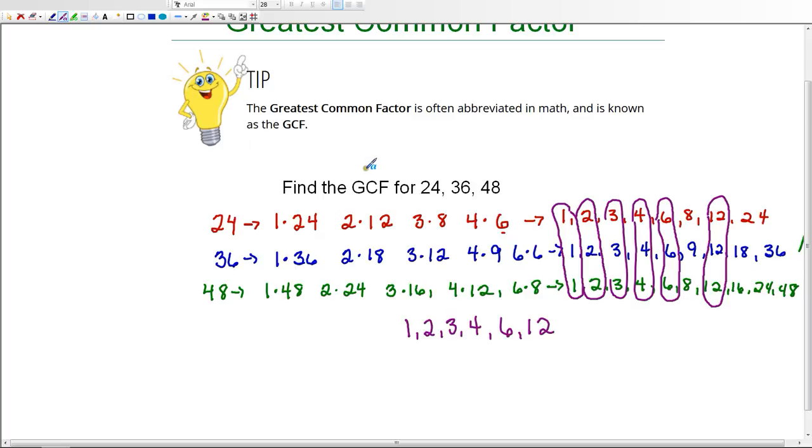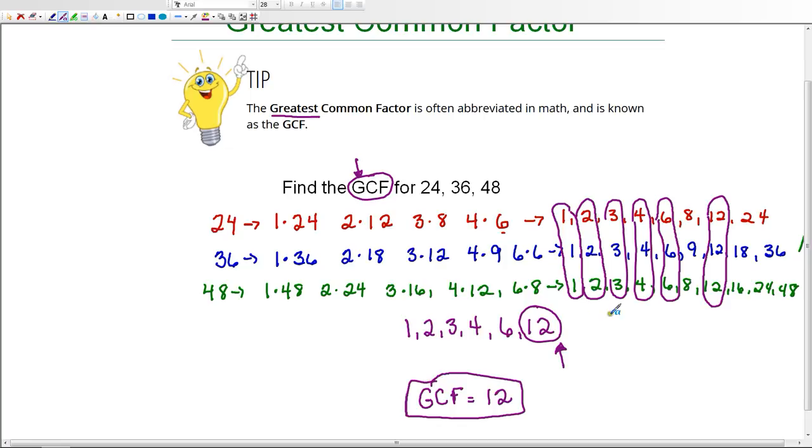When we talk about the greatest common factor, we're going to focus on the first word, which is greatest. Greatest means the largest. So out of the common factors, which number is the largest? That number is 12. And that means that 12 is the greatest common factor for these three numbers. Okay, so your steps are to find all the factors, circle the common factors, and then identify of those common factors which one is the largest or the greatest. And that is your greatest common factor.